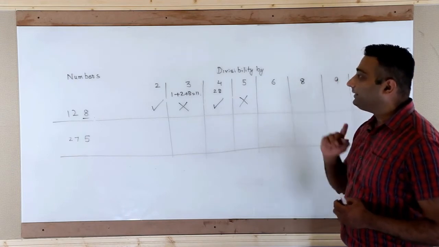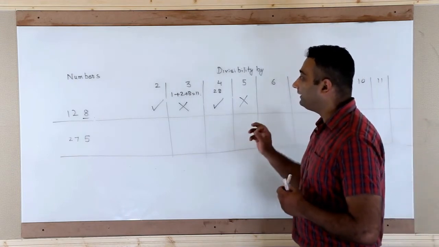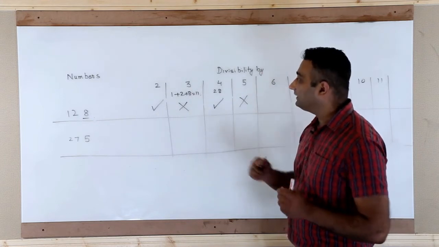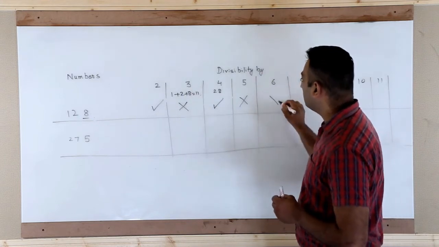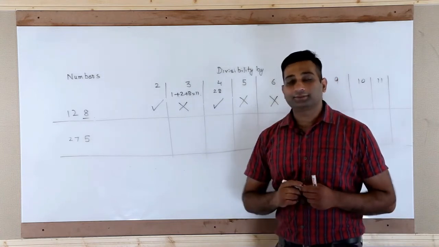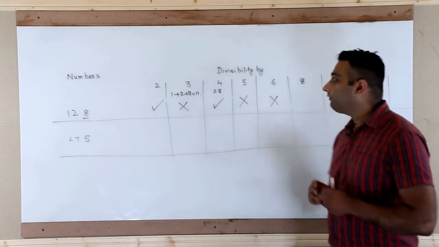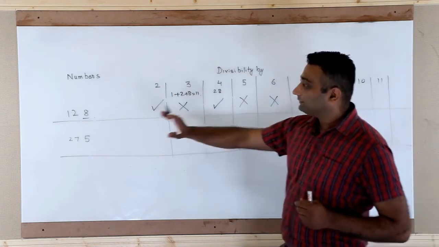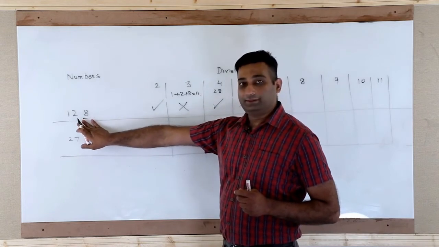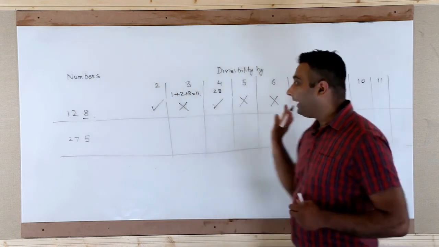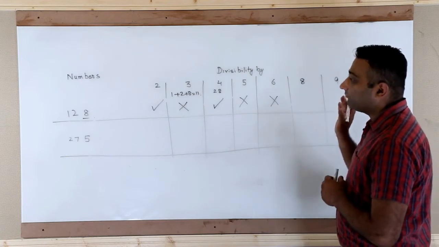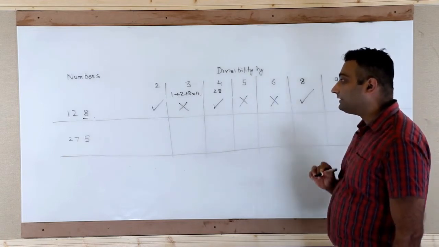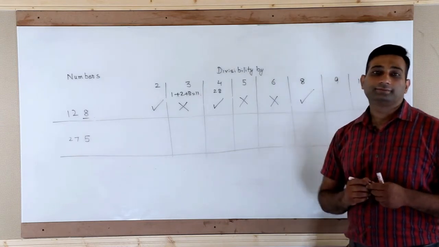To check the divisibility by 6, we have to check whether the number is divisible by 2 and 3. But in this case, it is not divisible by 3, hence it is not divisible by 6. Now, to check the divisibility of a number by 8, we have to check that the numbers at the last three places should be divisible by 8. In this case, 128 is exactly divisible by 8, hence this number is divisible by 8.